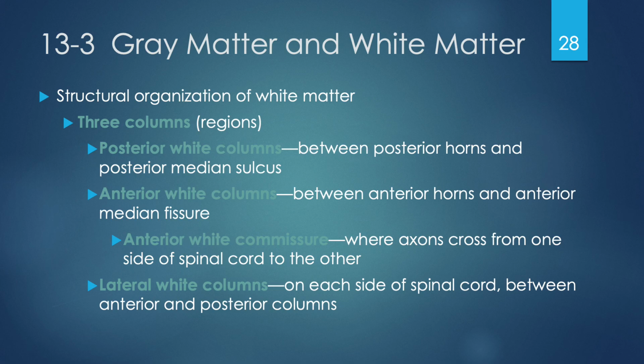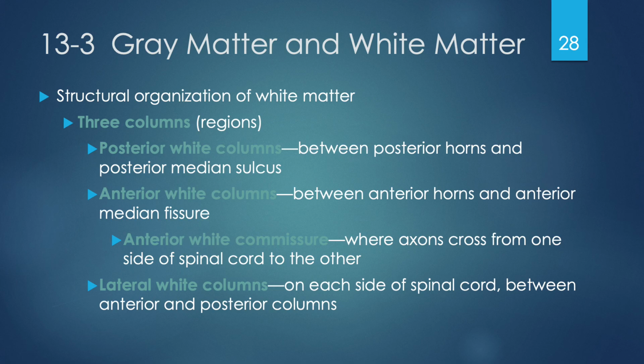So the posterior white columns are going to run between the posterior horns and the posterior median sulcus, right? Remember that posterior groove. The anterior white columns are going to run between the anterior horns and the anterior median fissure, which was that big tear sort of spot. And then at this point, we have an anterior white commissure. And this is where the axons are going to gain access to the other side of the spinal cord.